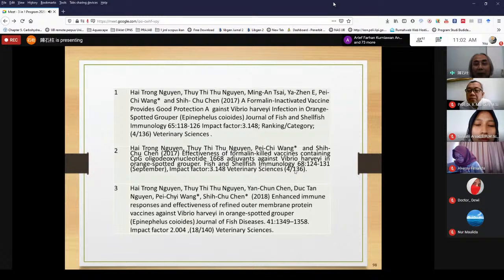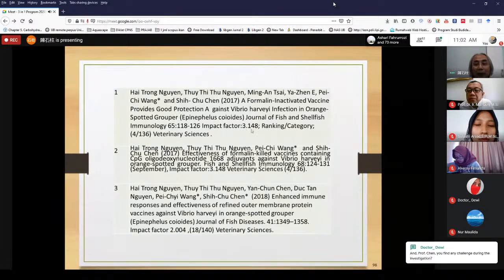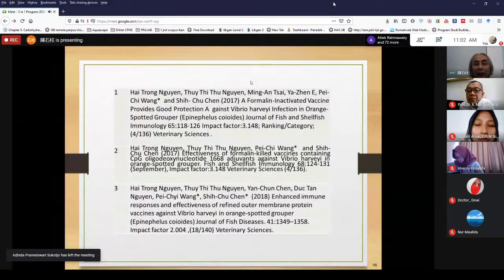Okay. If you are interested, we have three parts of the experiment published in international journals. One and two were published in Fish and Shellfish Immunology. The first part, a formalin-inactivated vaccine, provided good protection against Vibrio harveyi infection in the grouper, published in 2017 in Fish and Shellfish Immunology. The second part is the effectiveness of a formalin-killed vaccine containing CpG ODN adjuvant against Vibrio harveyi, published in Fish and Shellfish Immunology in 2017 too. The third one is enhanced immune response and effectiveness of the refined outer membrane protein vaccine against Vibrio harveyi in grouper, published in the Journal of Fish Diseases. If you are interested, you can search PubMed for these three papers and get more detailed information.